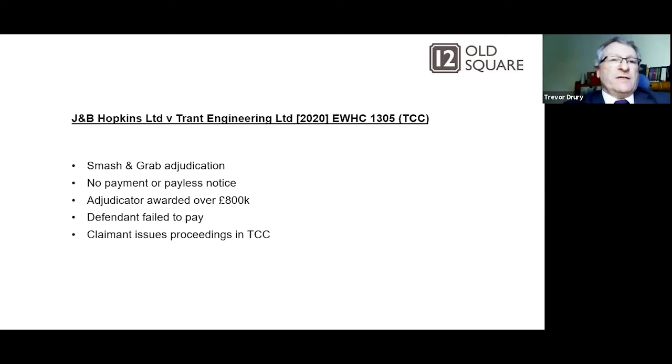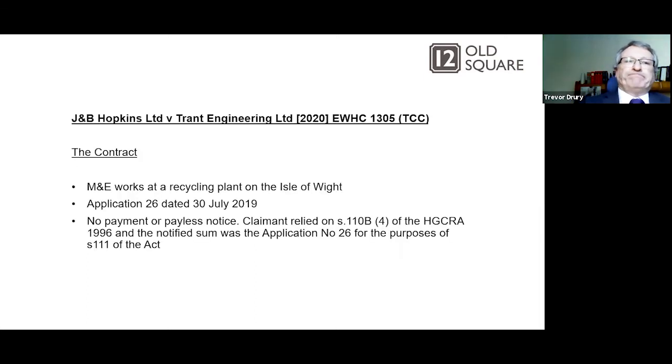Right, so the next case, there are elements that are in some ways similar to the last one. So this is J&B Hopkins Limited versus Trent Engineering. It's a smash and grab adjudication, no payment or pay less notices. There was a considerable sum due though. The adjudicator awarded over 800,000. The defendant failed to pay and the claimant issued proceedings in the TCC.